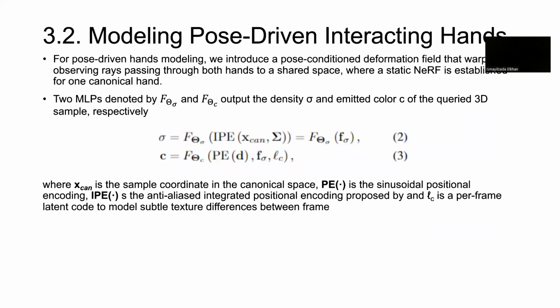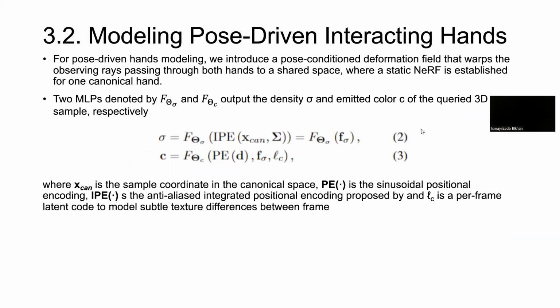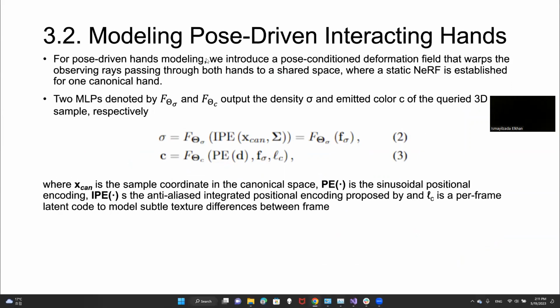Hang on, this thing. For pose-driven hands modeling, we introduce pose-conditioned deformation fields that warp the observing rays passing through both hands to a shared space where a static NeRF is established for one canonical hand. So what this means is that, let's say we are trying to model again. Let's say we have some hands.